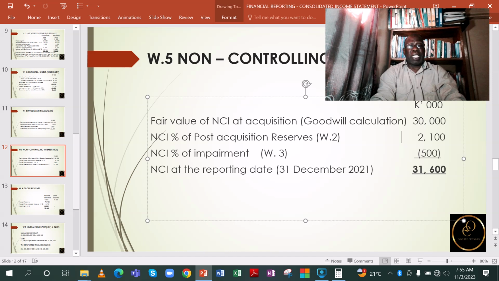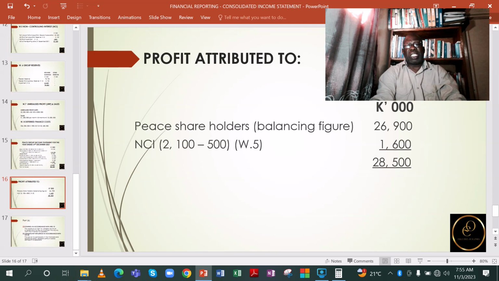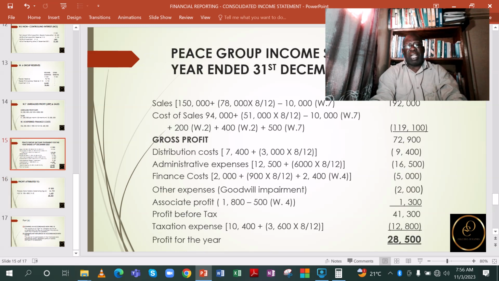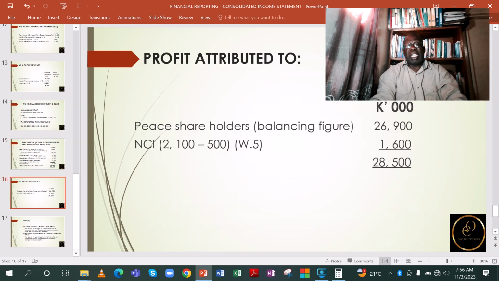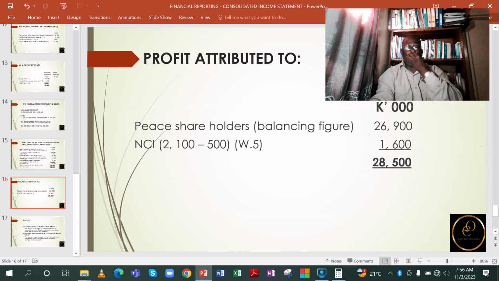That is a profit attributable to non-controlling interest, 1,600,000. So the total is supposed to be 28,500,000. So if we know that out of this 28,500,000, 1,600,000 is relating to non-controlling, then the balancing figure, which is 26,900,000, is attributable to the parent company, which is Peace. So that's how we prepare this particular consolidated income statement.